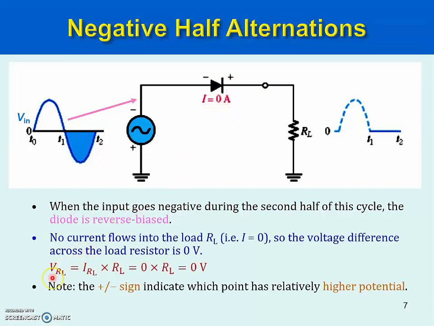According to Ohm's law, the voltage across the load resistor equals the current flowing through the load resistor times the resistance. Since the current flowing through the circuit is 0, the voltage across the load resistor must be 0 volt. The ground is referred to as 0 volt. And since the voltage difference across the load resistor is 0, the voltage at this point must be 0. So we say the output voltage is 0 during the negative half cycle.